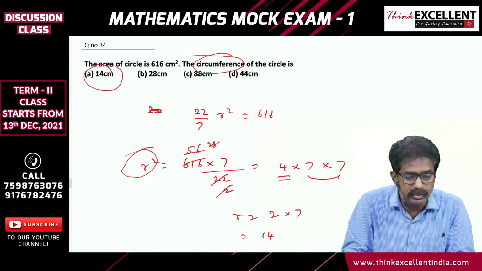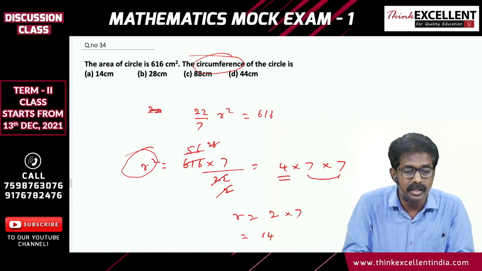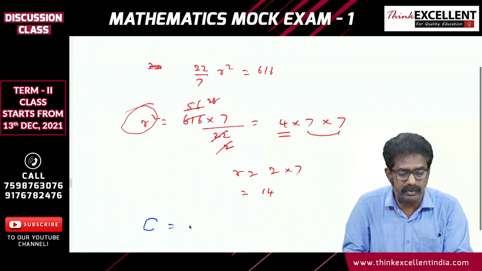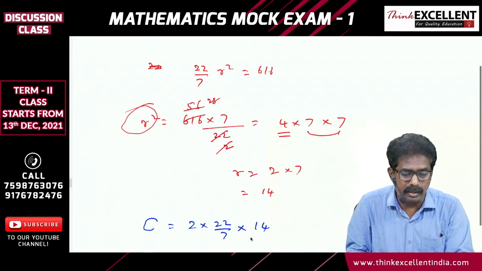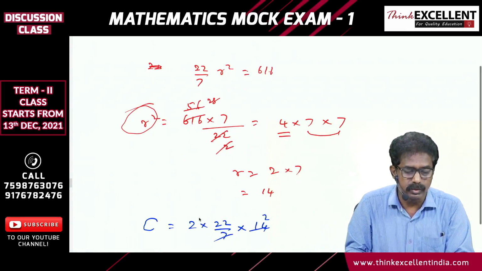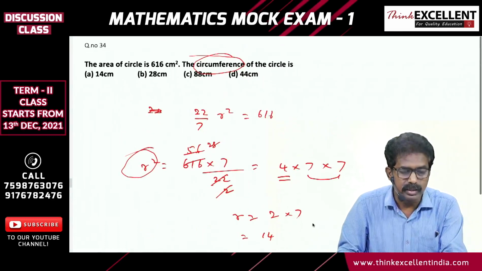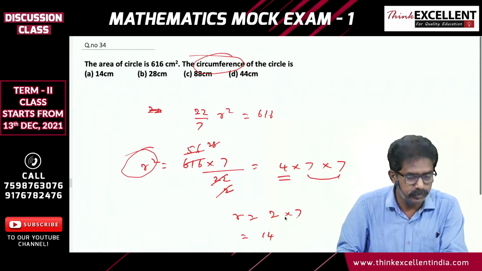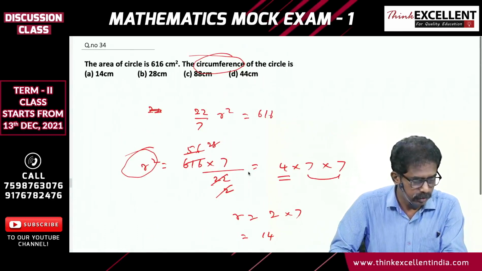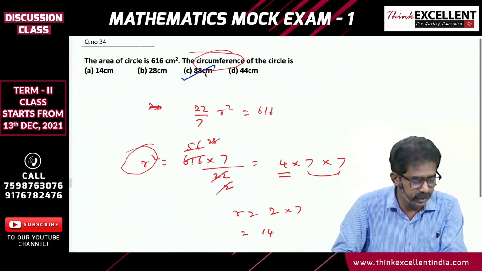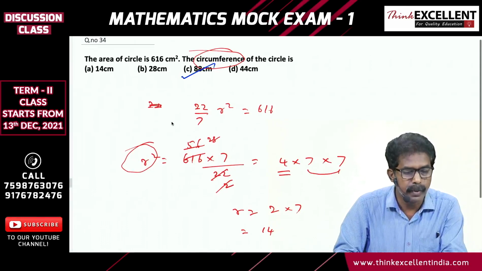14 is also given as an option, but they didn't ask you to find the radius. What they asked is to find the circumference. So read it very carefully. Circumference formula is 2 pi r, right? Cancel. So 2 2s are 4, and your answer is 88. Yes, so the circumference, 88, is the correct answer.